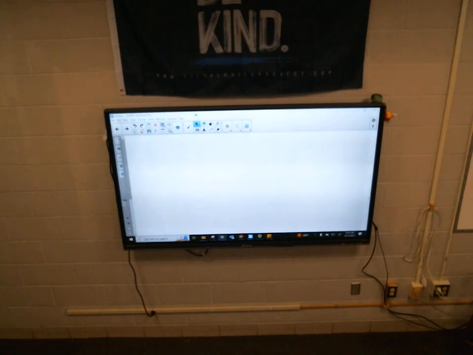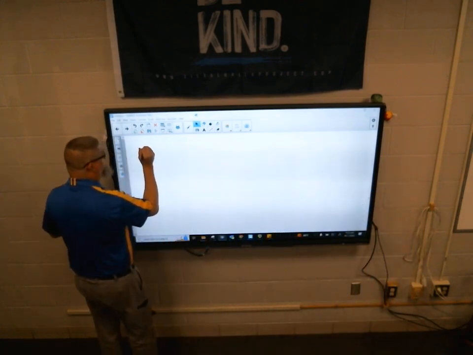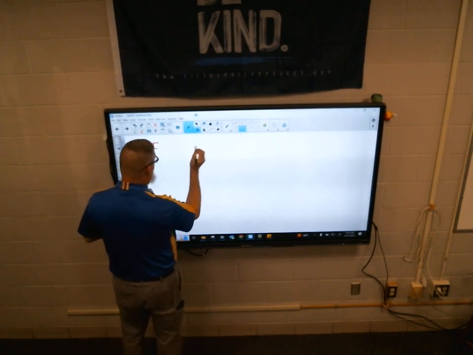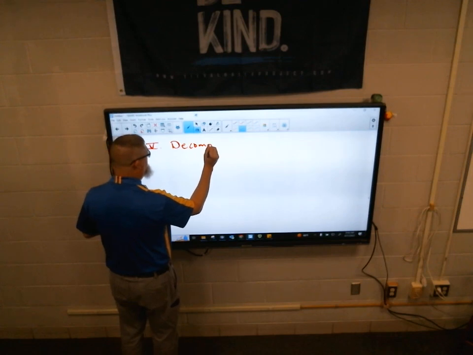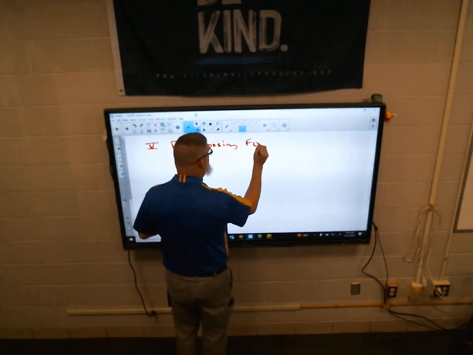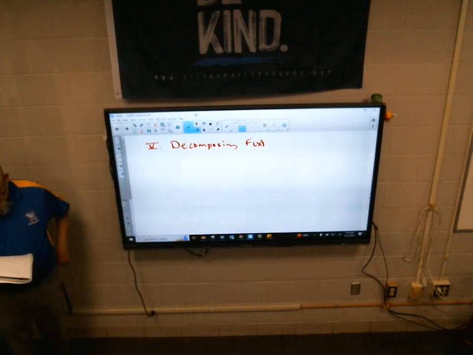Okay, so whatever Roman numeral you happen to be on, I'm going to call mine 5 because that's what's in my notes. The more important thing is the topic. So we're looking at decomposing functions. Okay? So decomposing functions. The idea of going backward.